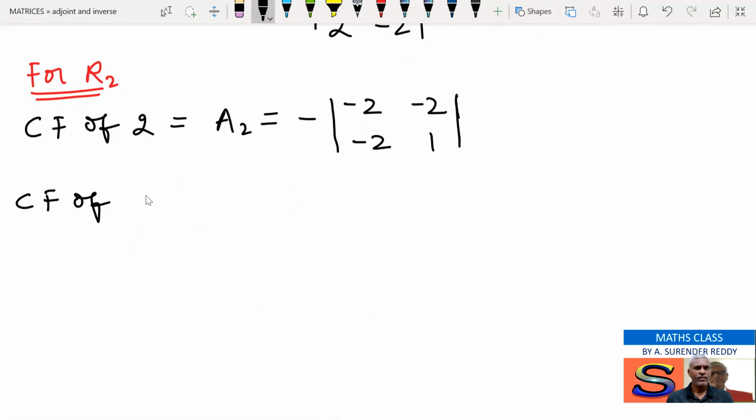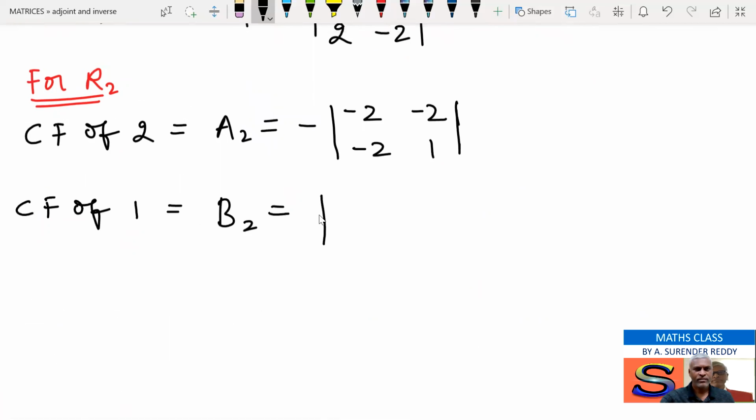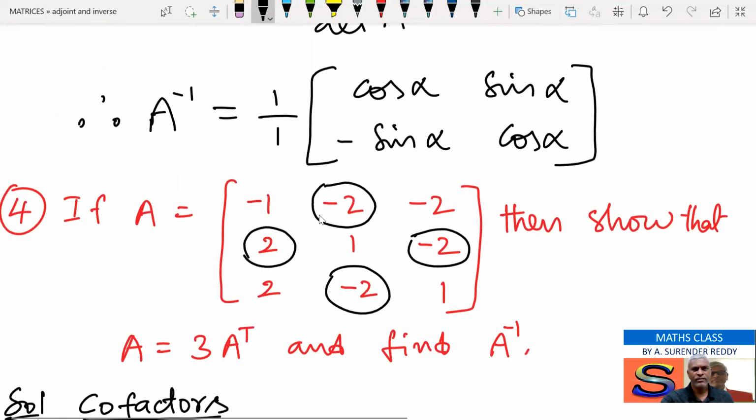Then cofactor of second element in second row, that is 1. Name it as B2. So take the 4 elements after neglecting the row and column.